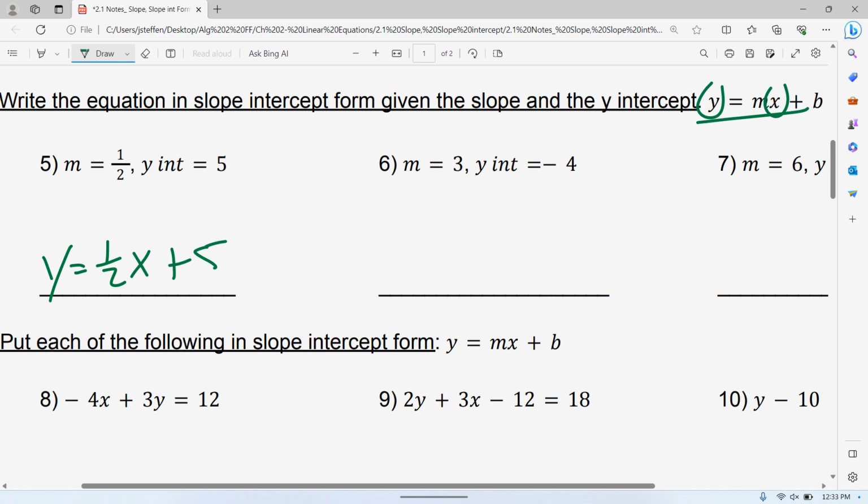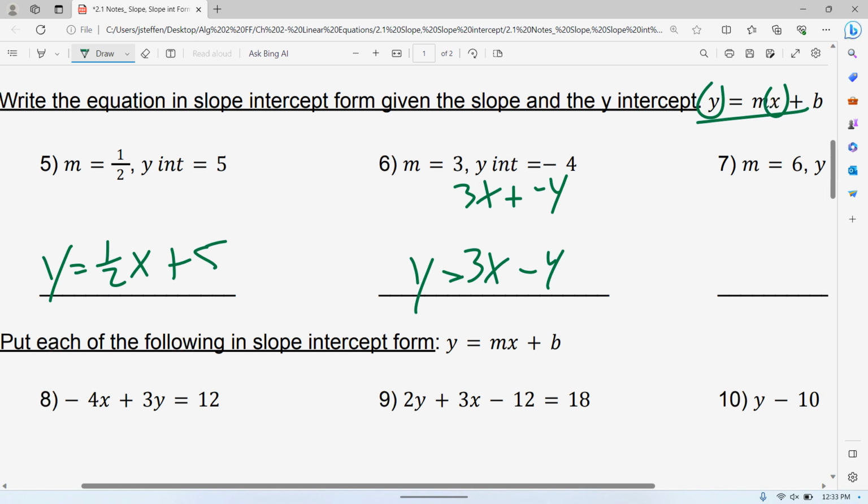Next one, y is equal to 3x minus 4. Again, if you put 3x plus negative 4, I would rather you not do that. I think that's some points for that. It's going to create problems, we have to graph these.